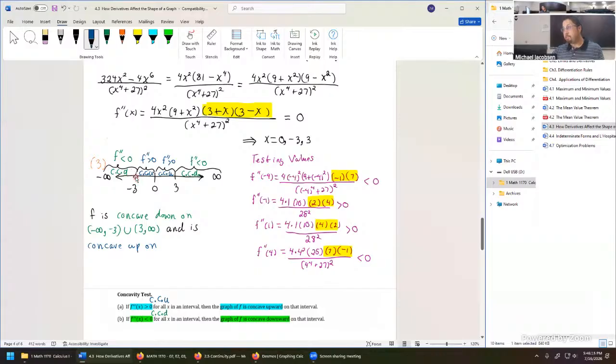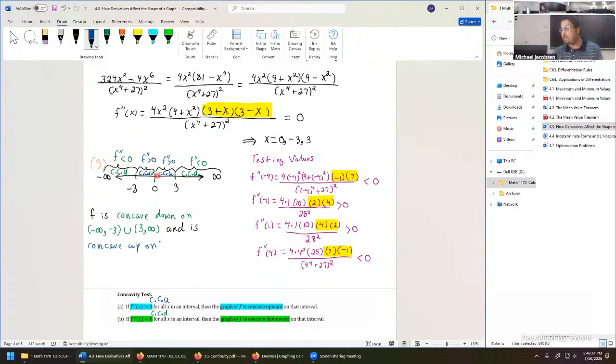Concave up goes from negative 3 to 0. At 0, where the second derivative is 0, there is no concavity. Then it becomes concave up again. So we have to be kind of careful on this one. It's not concave up from negative 3 to positive 3 because 0 is excluded. That becomes kind of a slight technical issue right there.